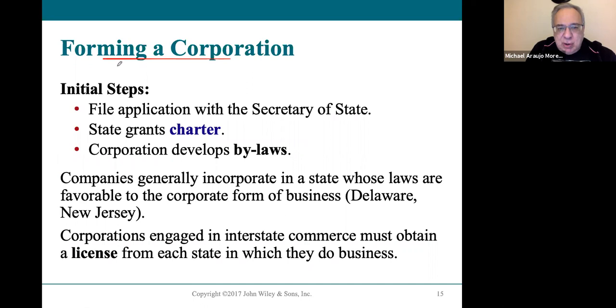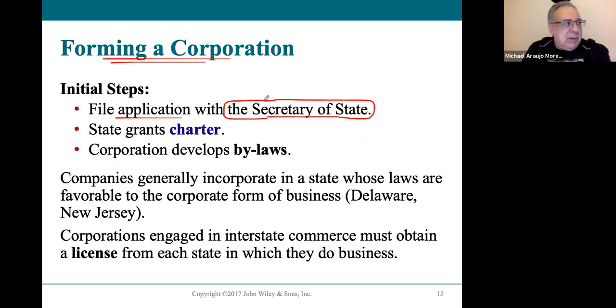Again, to start a corporation, you need to apply. The application can be filed with the state. Every state has a state government, as you know. Governor's the head of that. There's a lieutenant governor. There's a treasurer. There's an attorney general, and there's a secretary of state, among other officers.